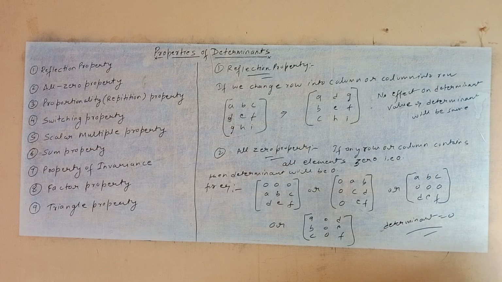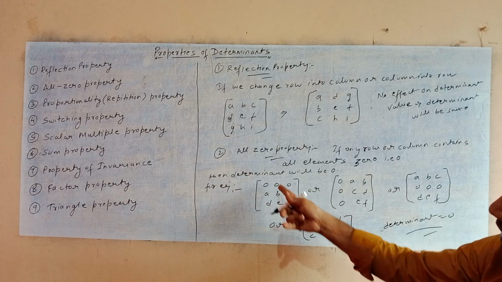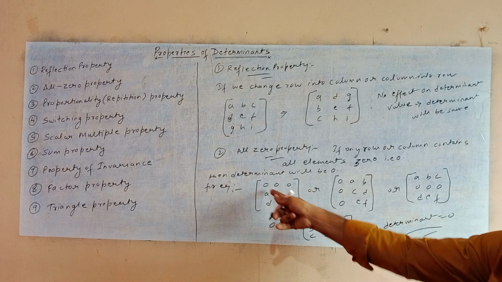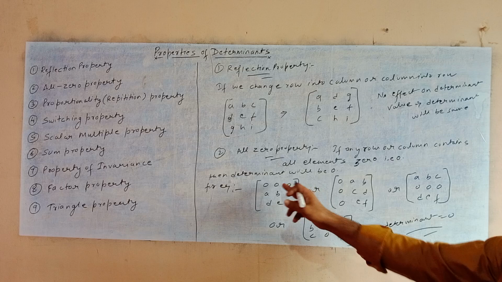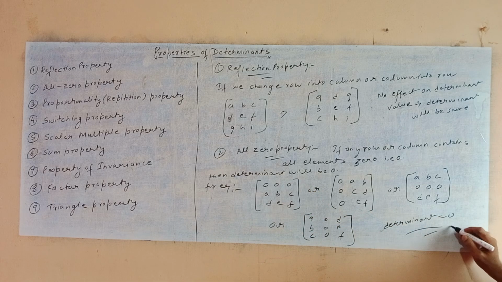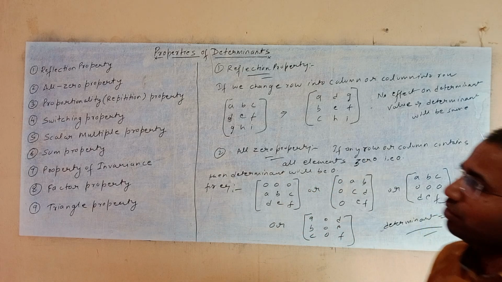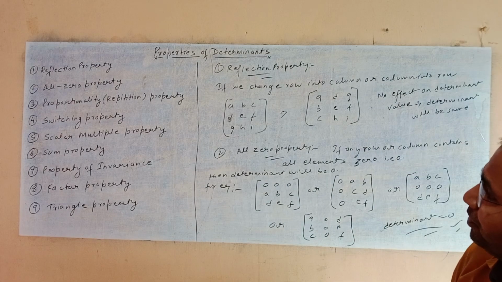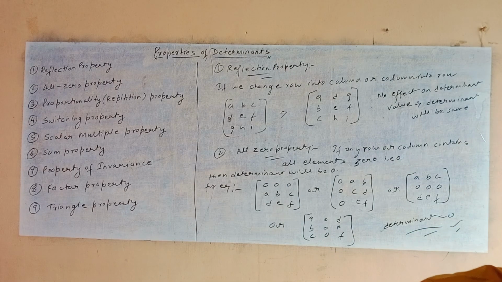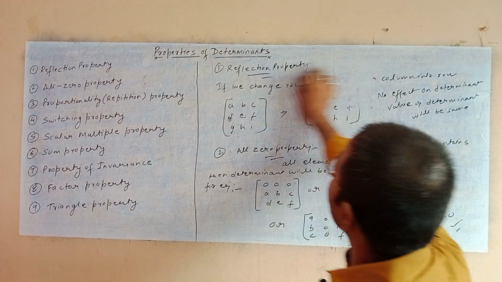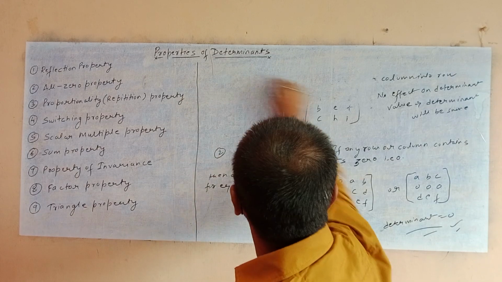Why zero? When you expand, you will multiply zero with the minors, then it becomes zero. So the determinant will be zero. See here, this is the all zero property. I hope you have understood these two. Now let us see the third one.